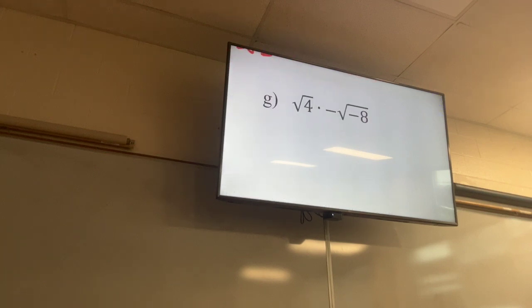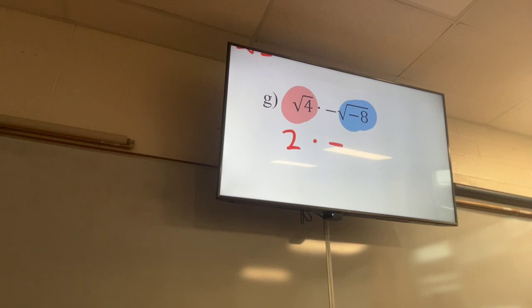I would do this one step at a time. So I'm going to highlight square root of 4 in red. I'm going to highlight square root of -8 in blue. I'm just going to leave that other negative there. What's the square root of 4? 2. Okay, so it's times negative.